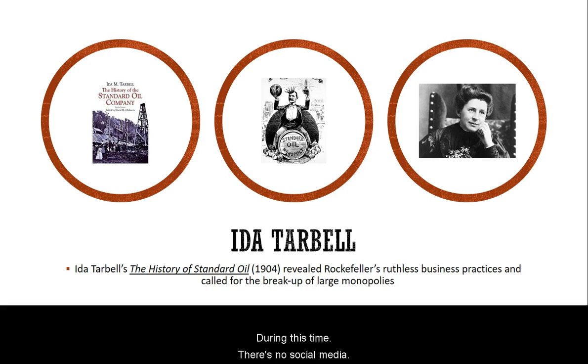And guys, during this time period, there's no social media. There's no Instagram. There's no Twitter. They're writing books to make people aware of the problems that are happening. They're publishing photos because this is the way that people get their news and get their information in the progressive era.